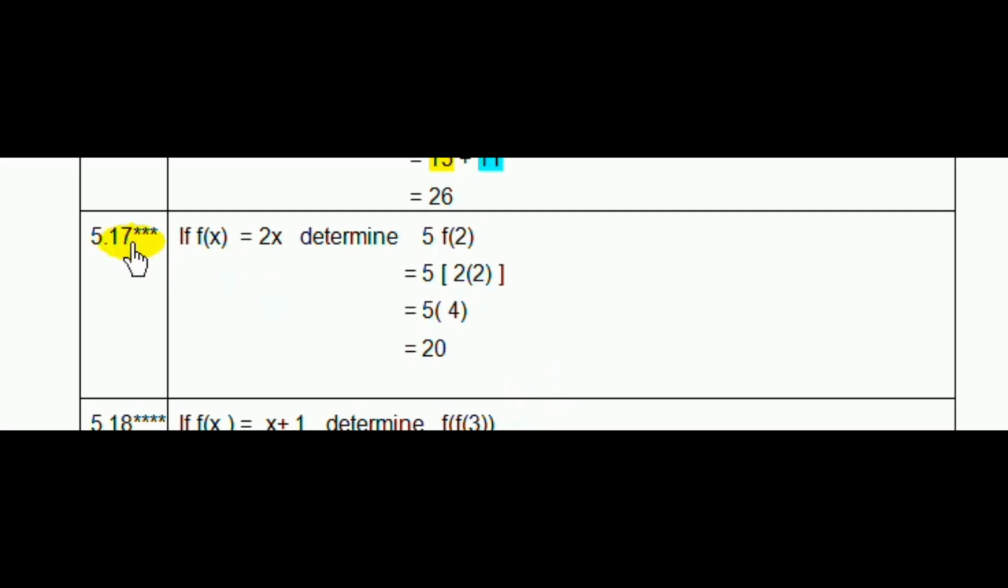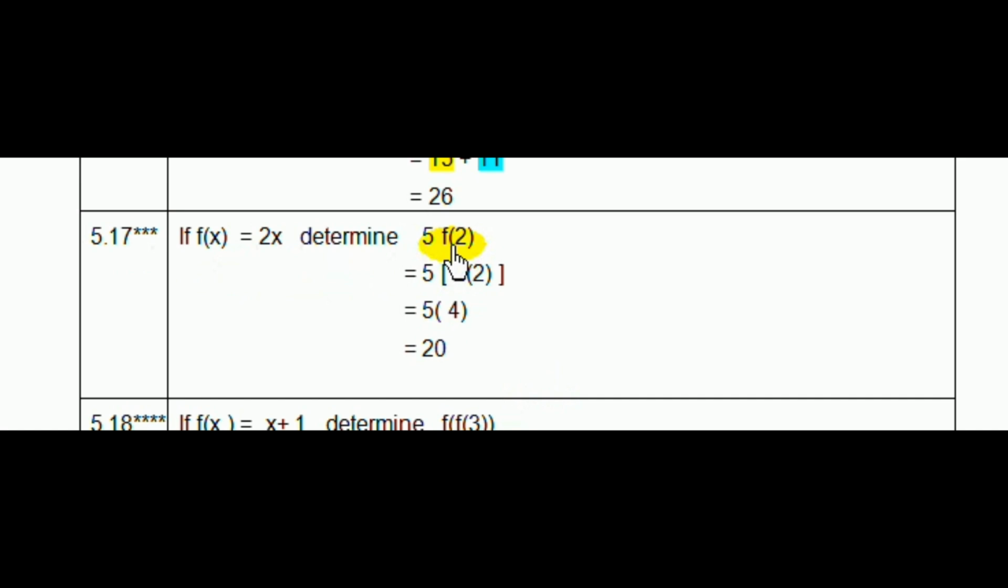f17 now, f(x) equals 2x. Determine 5 times f of 2. Just look at that one and try to understand.